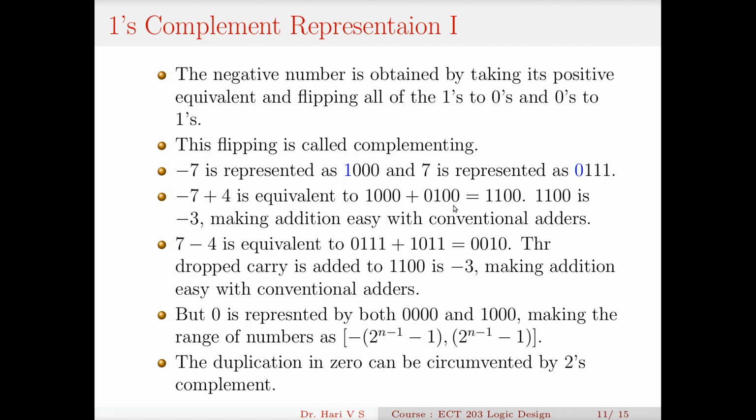In the earlier case, in the sign magnitude representation, what happens is the sign is treated separately. So when minus 5 and 4 are added, what it actually adds is 5 and 4 and adds a negative sign, reaching a wrong result.